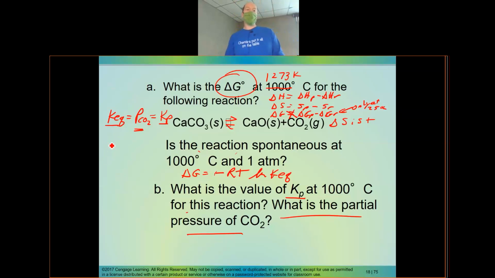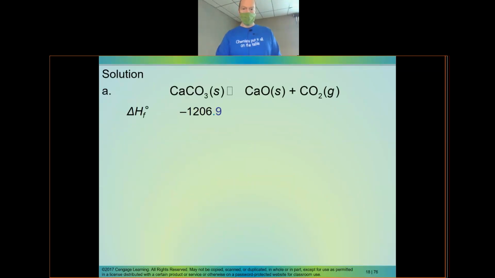And so to find delta G, you're going to take your delta H and then subtract your T delta S. That is the only way to find delta G when you are not at 25 degrees Celsius. And you can find it that way if you're at 25 degrees Celsius as well. But at 25, normally you'll just do the products minus reactants. But you can only do that at 25.